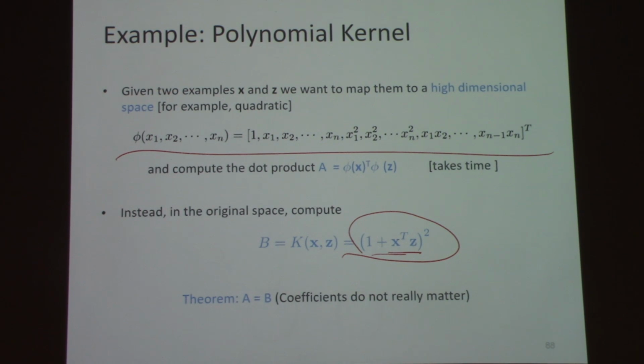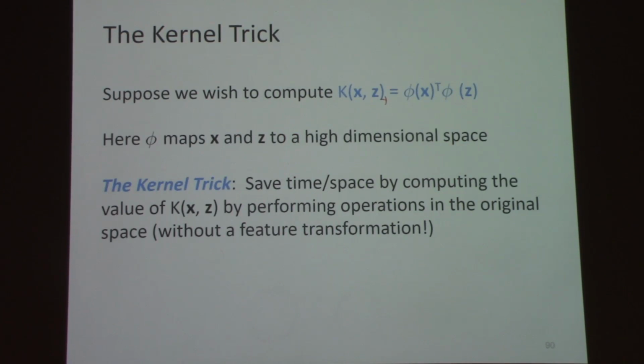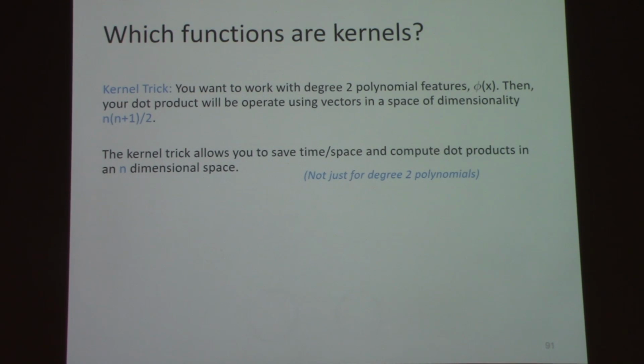I've shown you a function k which takes two vectors and produces a number, and the number that it produces is a dot product in some higher dimensional space. Then the natural question is, are all functions kernels? A kernel is simply a function that takes two vectors and produces a number. So tomorrow I am going to invent a new function that takes two vectors and produces a number. Would that be a kernel?